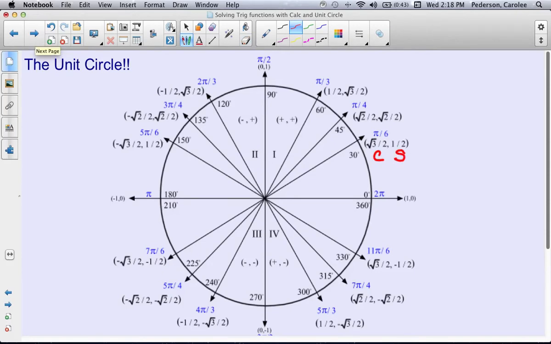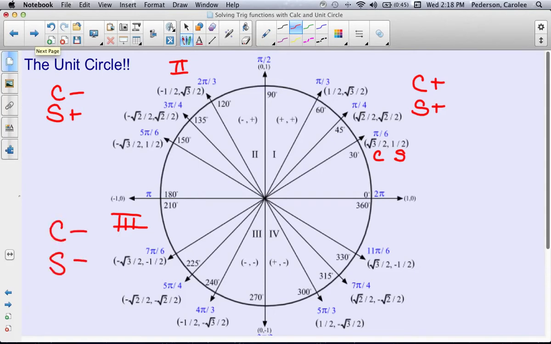Remember in the first quadrant that the cosine would be positive. The sine would also be positive. In the second quadrant, the cosine is now negative and the sine is positive. Down in quadrant 3, the cosine is negative and the sine is also negative.